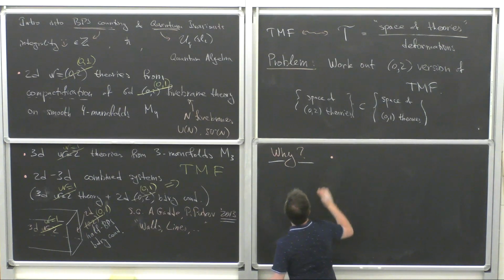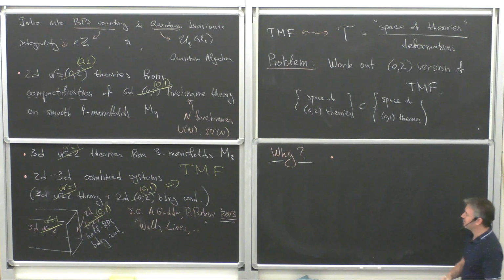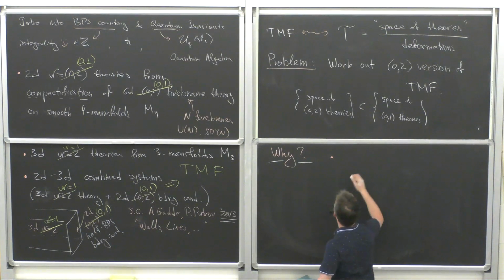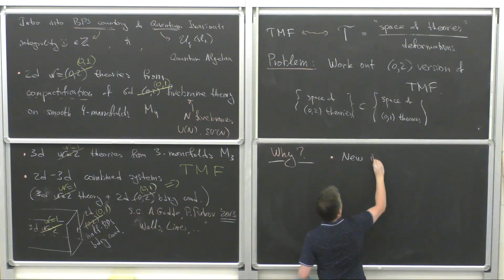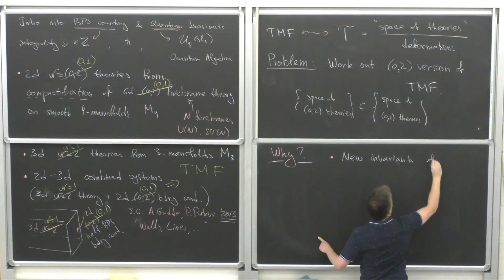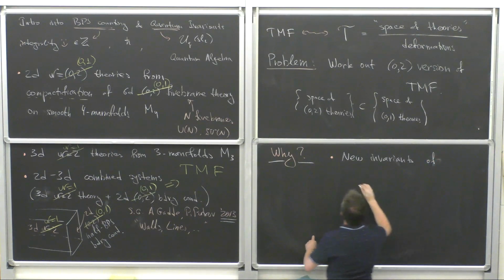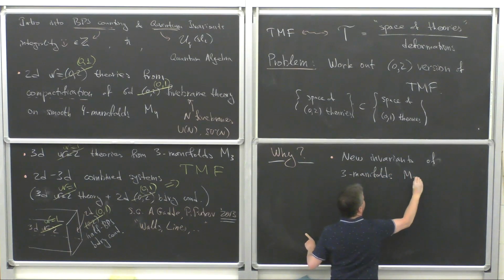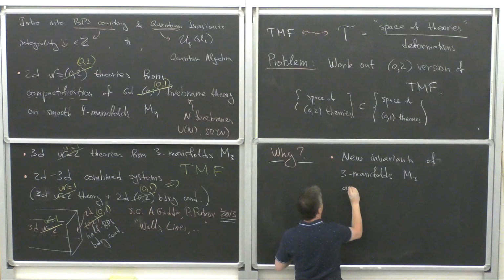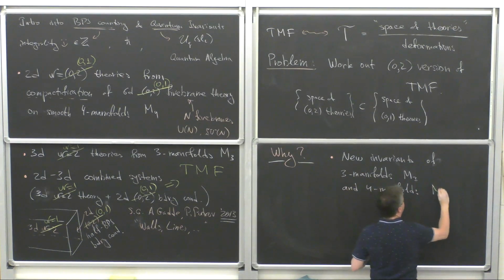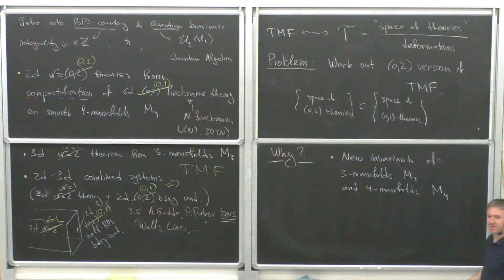One obvious answer, which is way too obvious, especially in considerations of Mr. Toyota, is that, well, we can produce new invariants of 3 manifolds, which I'm going to call M3, and 4 manifolds. I'm going to call them M4. Okay. Honestly, this is my personal motivation.